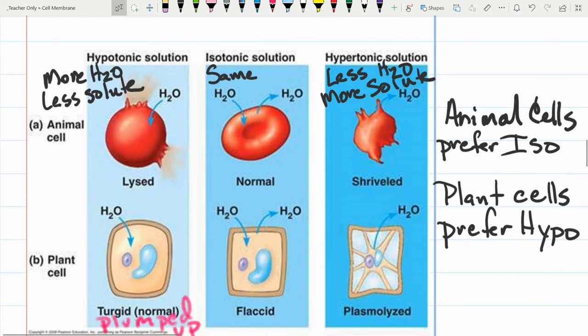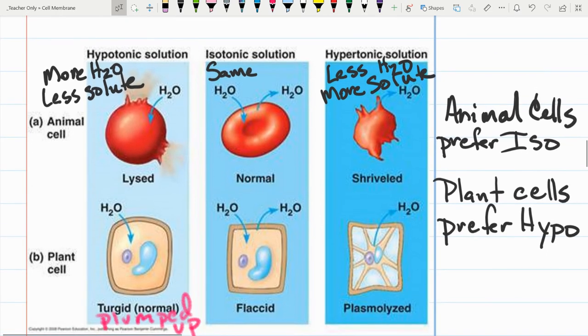So let's see what this would look like if we looked at an actual cell. We're going to look at an animal cell, and then here an example of a plant cell. They're very similar as far as what happens. So here on the left, let's look at the animal cell. That happens to be a red blood cell. We're going to look at this red blood cell, which is in a hypotonic solution. Okay, hypotonic solution. So that means there is more water and less solute.